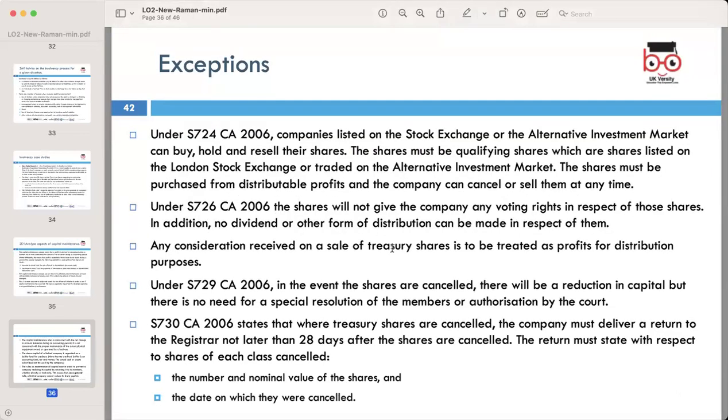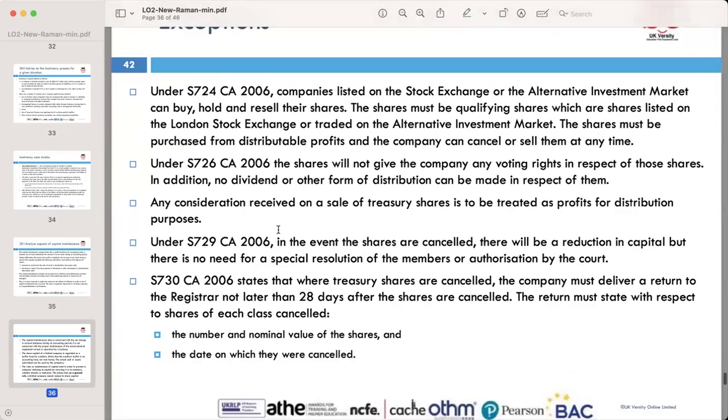Section 730 of the Companies Act 2006 mandates that the company must deliver a return to the registrar within 28 days after cancelling treasury shares, detailing the number, nominal values and date of cancellation for each class.